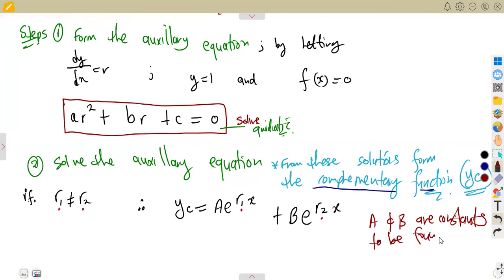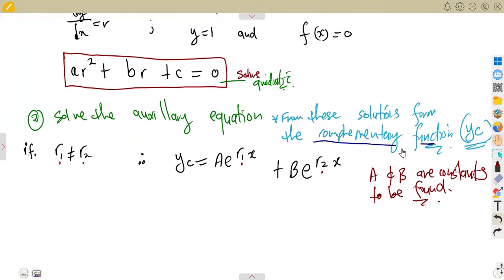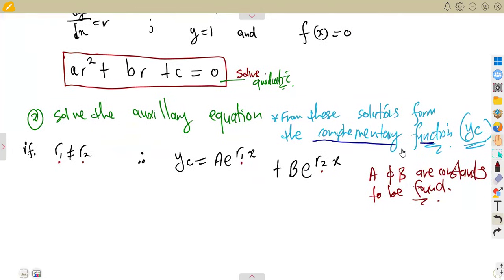So meaning to say, you have to find these. That is where we're going to be talking about the particular solution, where now you're finding A and B. But if you just use the A and B, it means you have got the general solution before the particular solution. So we shall talk about that as we solve it.